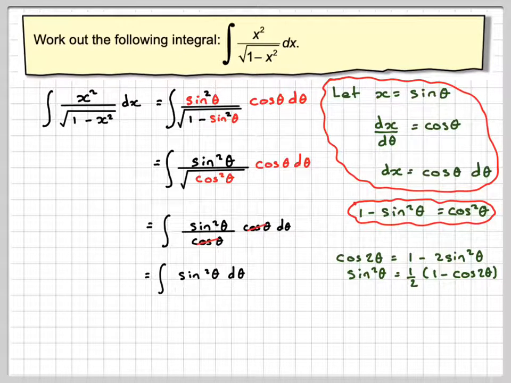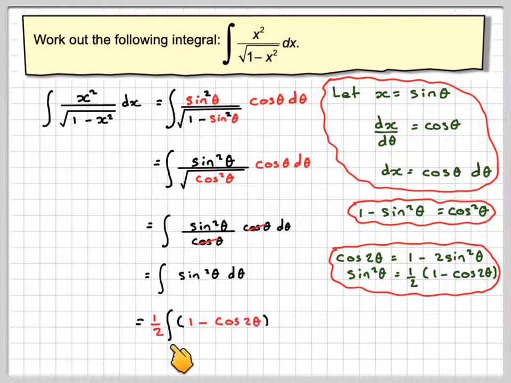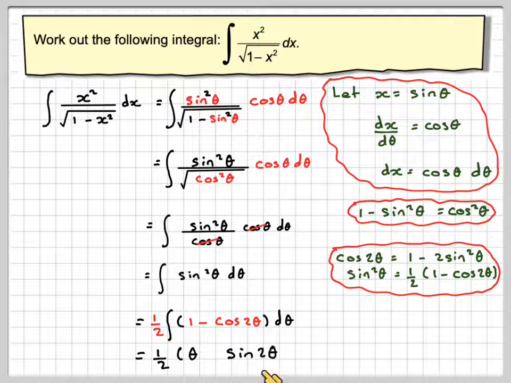So we now replace that with a half outside the integral sign, brackets 1 minus cos 2 theta d theta. Now if we integrate, we've got a half, the integral of 1 with respect to theta becomes theta. If you integrate cos, you get sine, so the sine stays the same. But we've got sine 2 theta, and if we differentiate that, we're going to put a 2 in front. So to compensate, we need to put a half in front. It is still minus because that was there at the beginning, and we've now got a plus c.